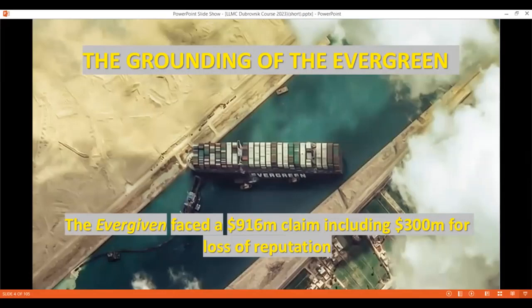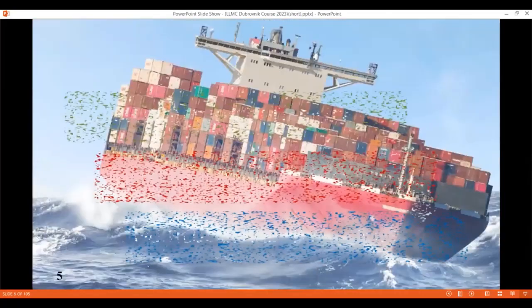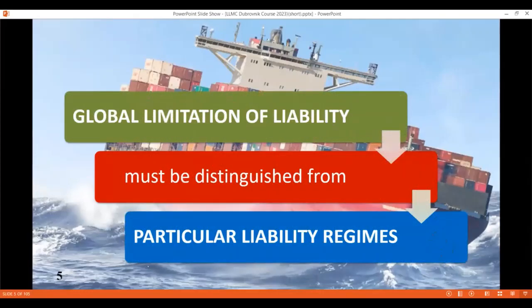But the ship owner, knowing that he may be sued in different jurisdictions and that the 1976 fund may not necessarily be recognized, constituted a limitation fund in London under the 1996 protocol, so the fund was much higher. But still, from 916 million, the only thing he had to pay was 118 million.